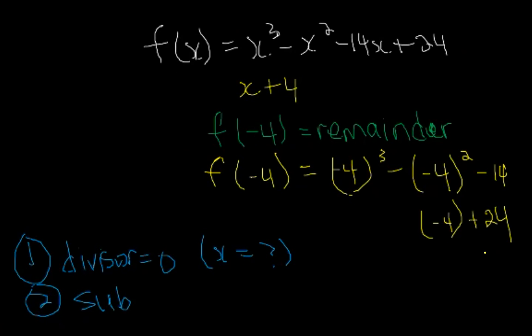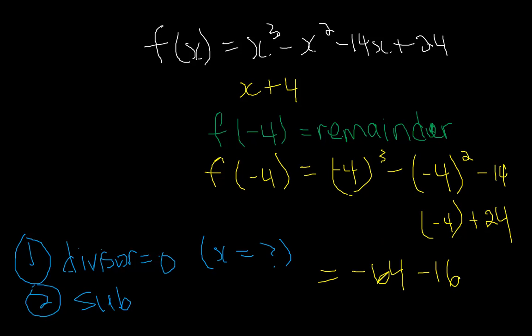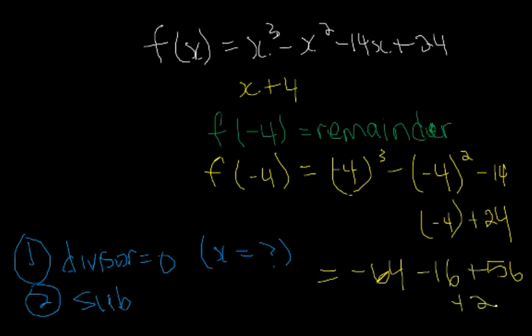Remember, this is actually going to be a factor because they use the word show. So this is minus 64. Minus 4 squared is 16, so that's minus 16. Minus 14 times minus 4 gives me plus 56, and then plus 24. So we're trying to see if this remainder gives me 0. If it's 0, then x plus 4 is in fact a factor of f of x.